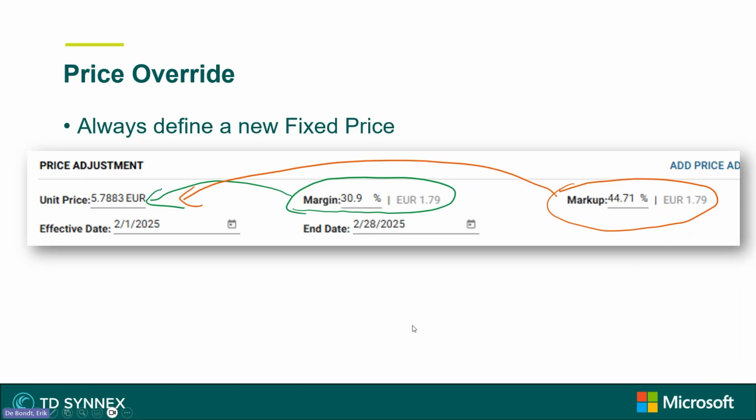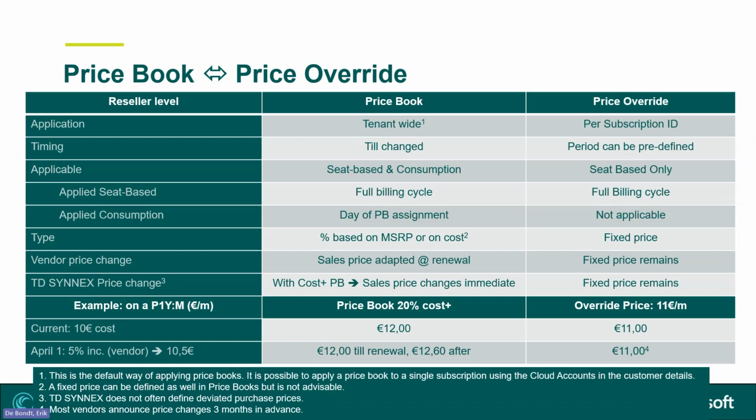So it was a bit too fast. So I made a small table on the difference between the price book and the price overrides. The application price book is tenant-wide, so that's the default way. You can see the topics, the footers at the bottom. Price override is per subscription. The timing: the price book is active until changed, so if you don't change the price book, it will remain active until you override with the price override.